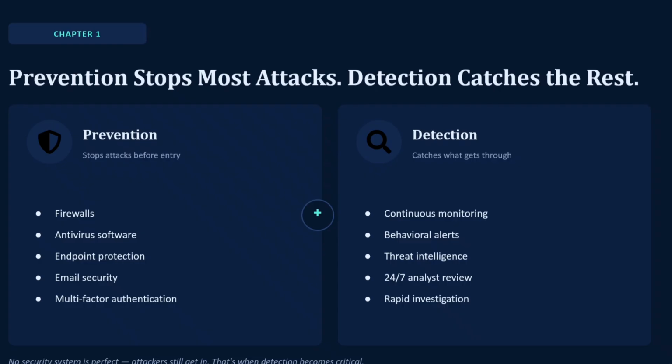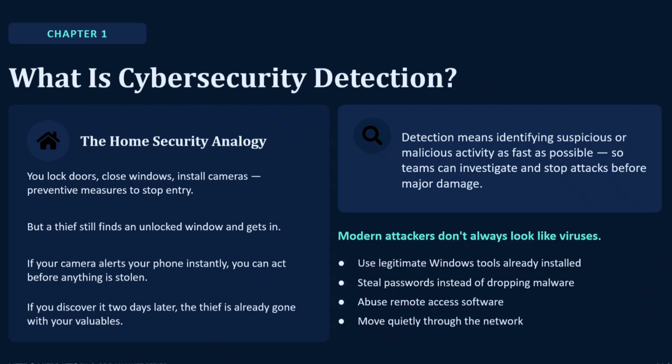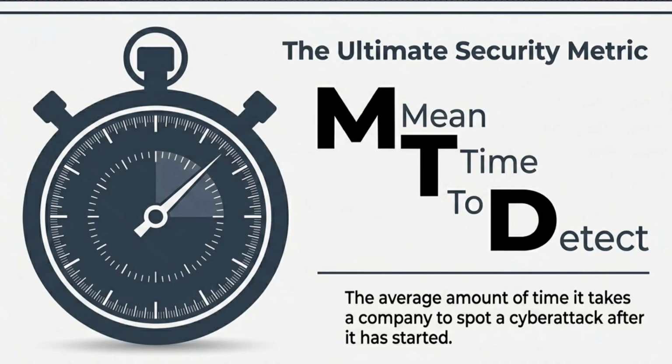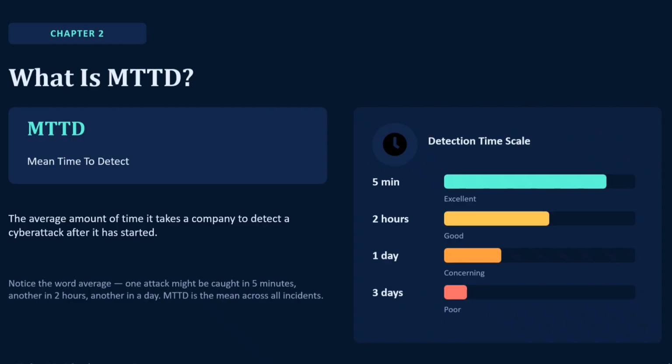Now that we understand detection, let's talk about one of the most important security metrics, MTTD. MTTD stands for Mean Time to Detect. In simple words, it means the average amount of time it takes for a company to detect a cyber attack after the attack has started. Here, notice the word average. The company may detect one attack in 5 minutes, another in 2 hours, or another in 1 day. MTTD is the average detection time across all incidents.